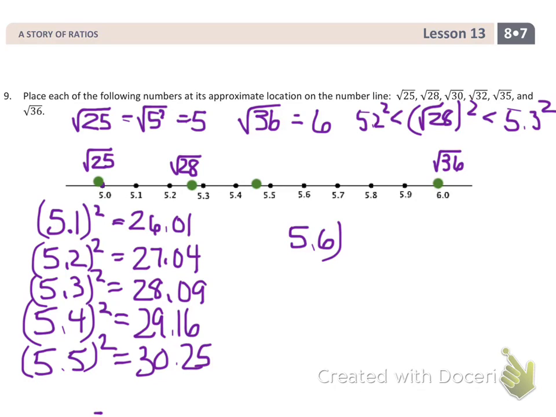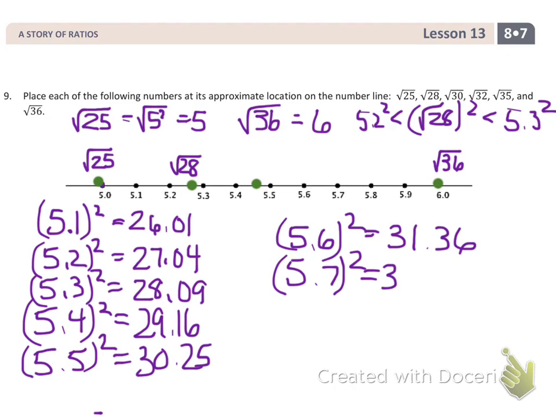5.6 squared is equal to 31 and 36 hundredths. 5.7 squared is 32 and 49 hundredths. So now we've got our next square root. The square root of 32 would have to be between 5.6 and 5.7, somewhere right in there. Okay, so now we just have the square root of 35 left to do.